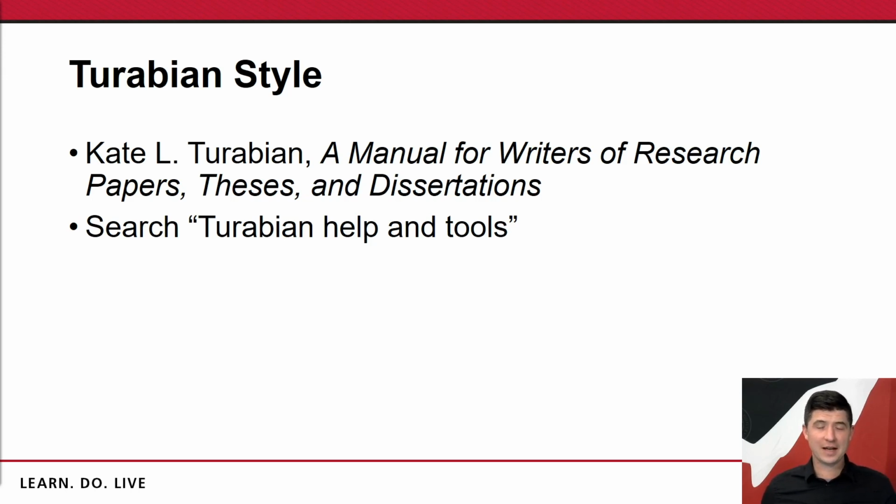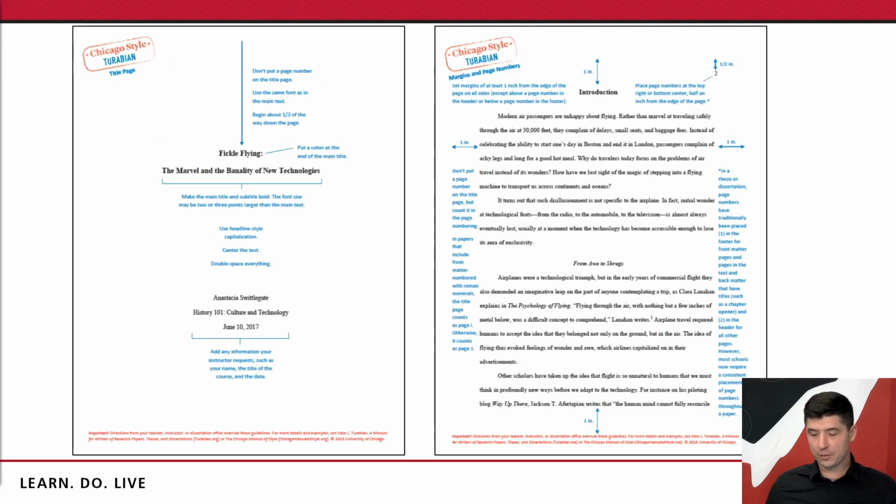So it is a tried and true series of guidelines for students just like yourself who want to write clear research papers. You can find all of the resources that I will show you on the following slides if you go to your favorite web browser and you search Turabian Help and Tools. It will take you to the Help and Tools page, and you can download the PDFs that I'm going to show you in just a moment. So let's take a look at what formatting looks like in practice.